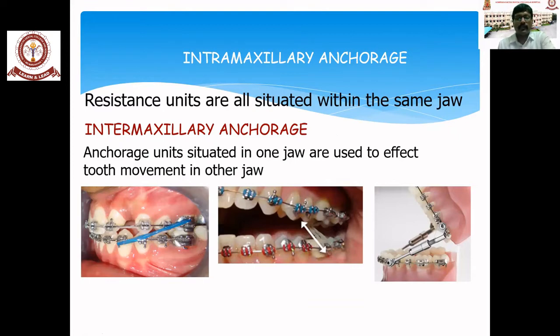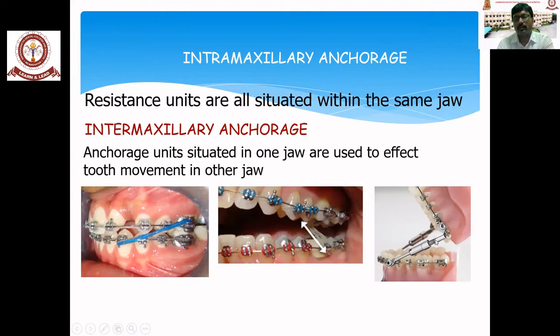Intermaxillary anchorage is where the anchorage unit is situated in one jaw or used to affect the tooth movement in the other jaw. As I explained earlier, intermaxillary elastics are nothing but class 2, class 3 elastics, where I'm going to push the maxilla forward and mandible backward using class 3 elastics. So your maxillary teeth will act as an anchorage for the mandible, and mandibular teeth act as an anchorage for the maxilla.